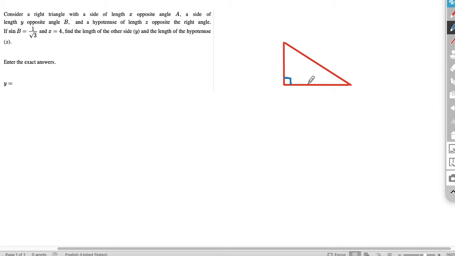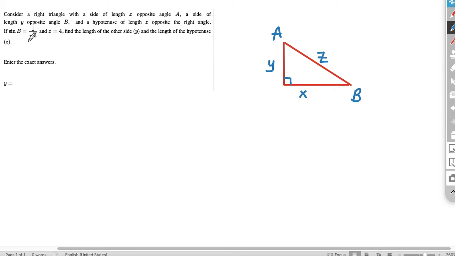So we have a right triangle that I drew right here with a side of length x that is opposite angle A. So let's call this angle A. And then a side of length y that is opposite angle B, and a hypotenuse of length z opposite the right angle. Okay, so here's the right angle, and here's z.